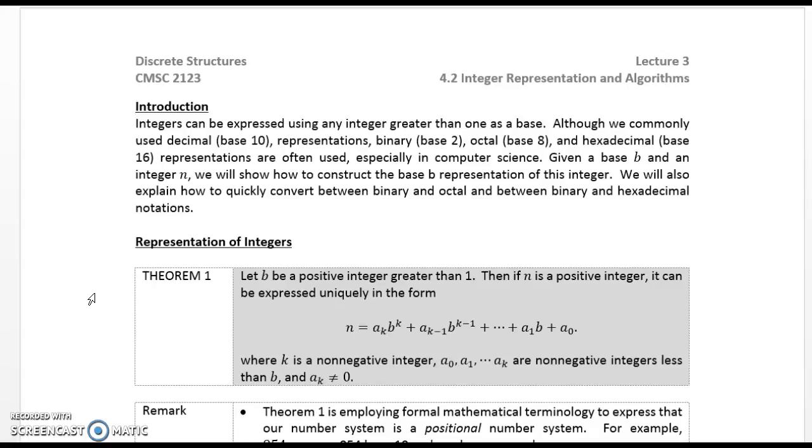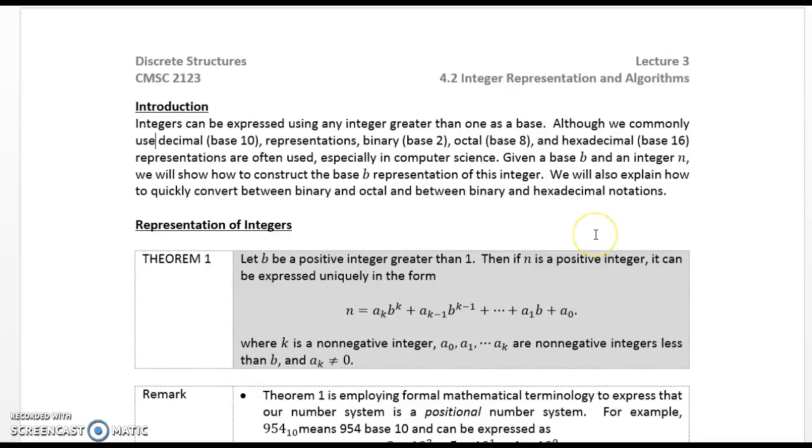Although we commonly use decimal base 10 representation, binary base 2, octal base 8, and hexadecimal base 16 representations are often used, especially in computer science. Given a base b and an integer n, we will show how to construct the base b representation of this integer. We will also explain how to quickly convert between binary and octal and between binary and hexadecimal notations.